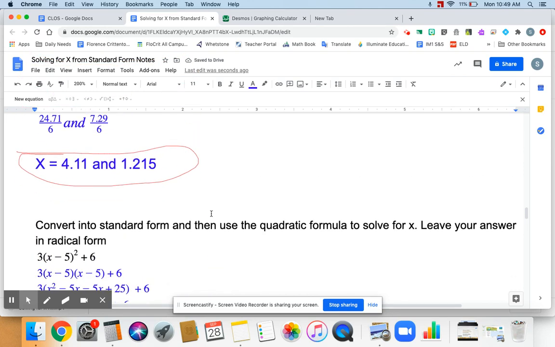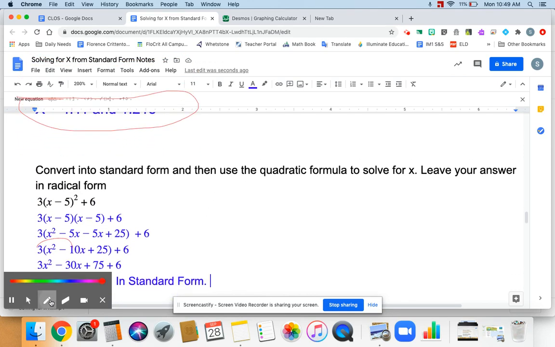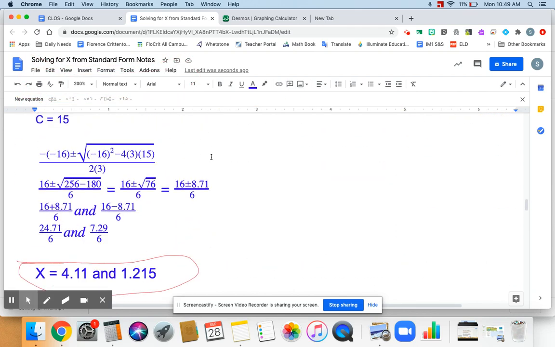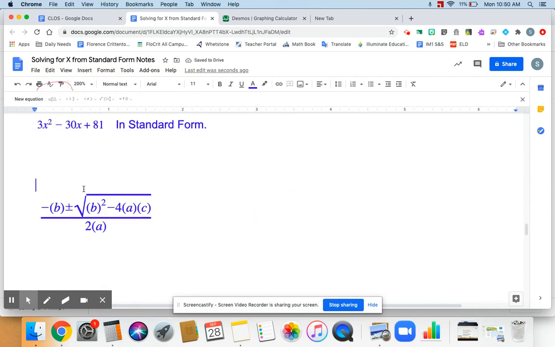No, because if we run back up to the instructions, it says to convert it to standard form, but then also to use the quadratic formula to solve for x. And this time we're going to leave our answer in radical form. So let's go ahead and do the quadratic formula. Remember, the first thing we want to do is list our a, b, and c. So what's our a in this equation? 3. What's our b? Negative 30. And what's our c? Positive 81.